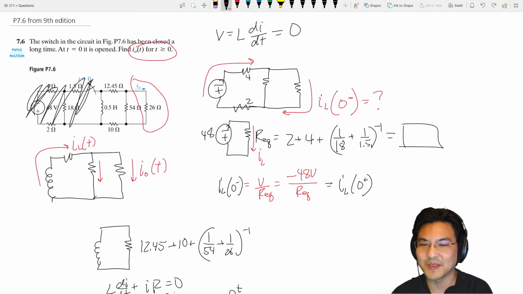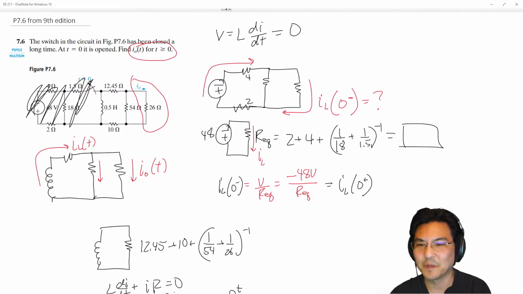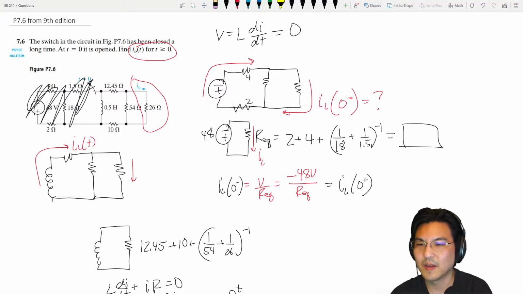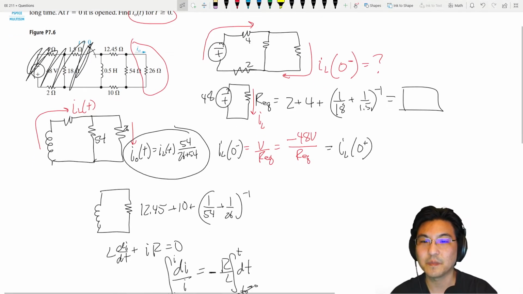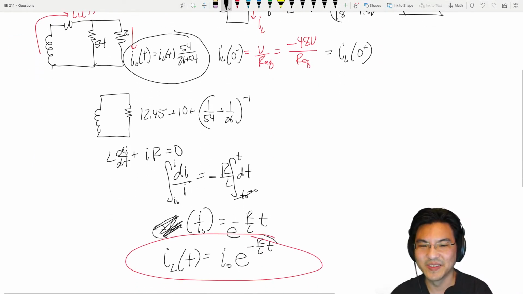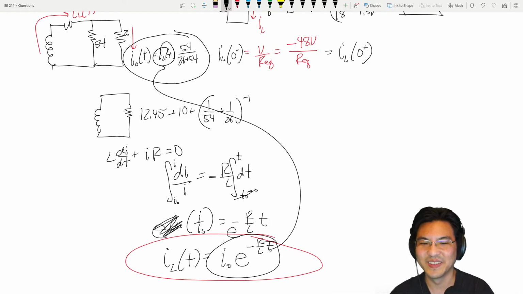So can I just squeeze this in over here? Right, so then this is 54 ohms, and this is 26. So the current here is IL, which is right below, and then current divider. So 54 over 26 plus 54. Okay. And there's the answer. Plug this in over here. Okay, that's all.